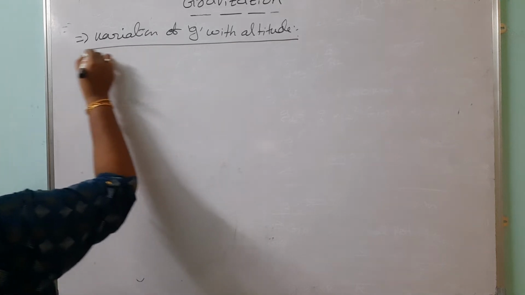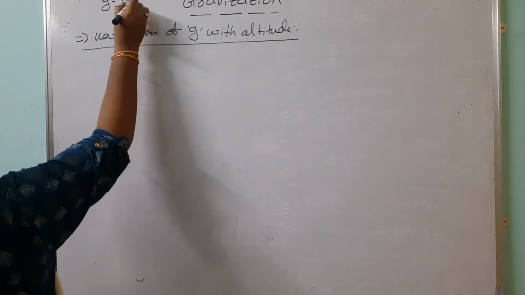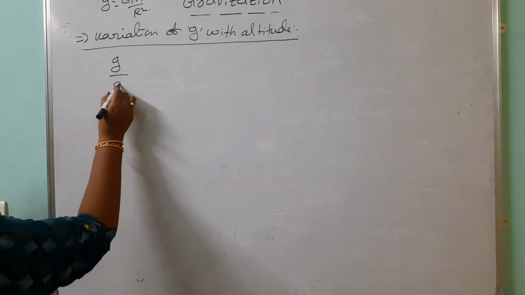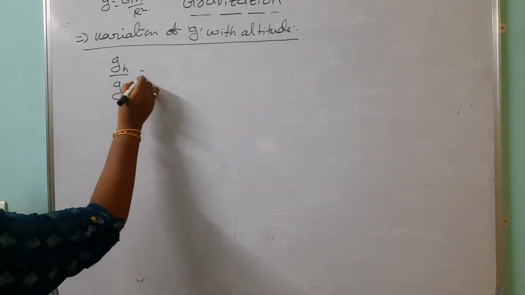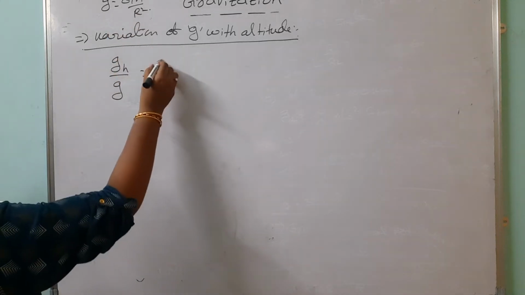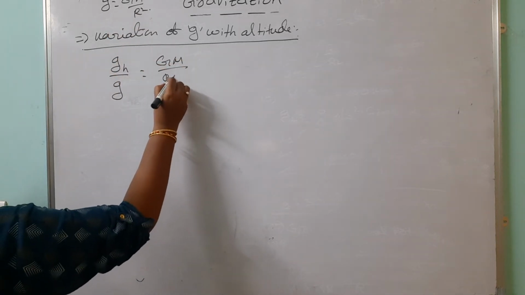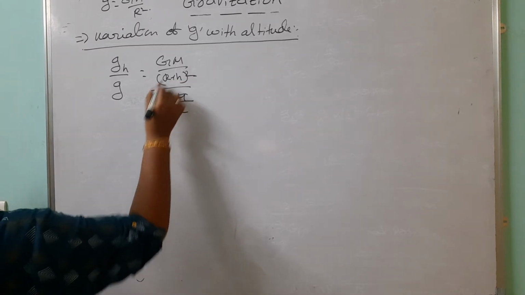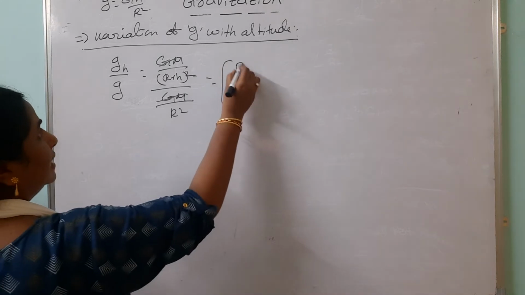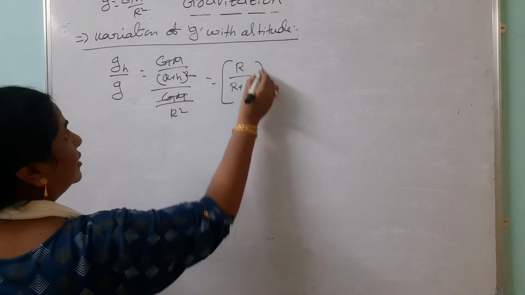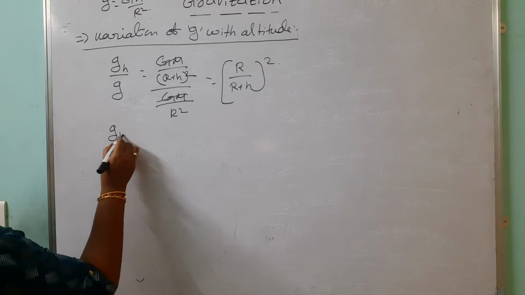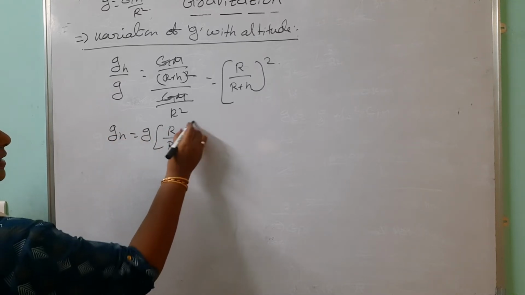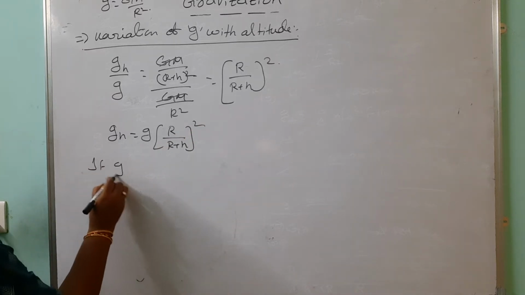Just remember two formulas. Already you know that g equals GM by R square. Based on this, gh by g: first one is GM by (R plus H) whole square, second one is GM by R square. This cancels. Simply you can remember that R by (R plus H) whole square. So gh equals g into R by (R plus H) whole square. This is the formula. Suppose g equals 10.